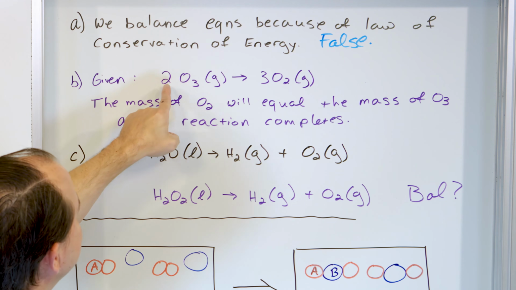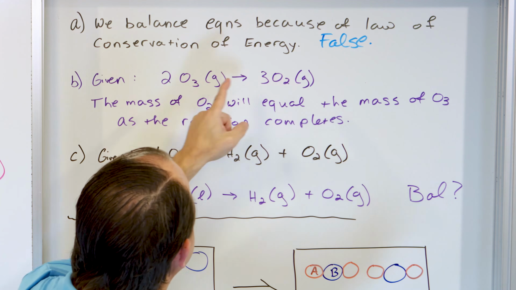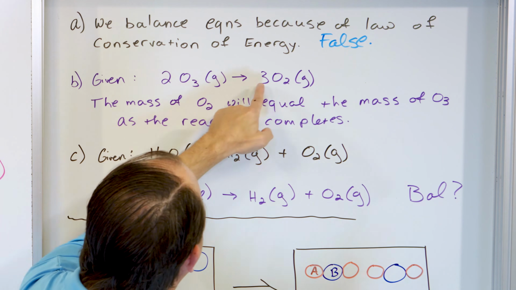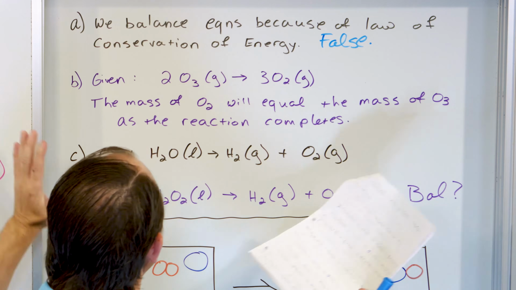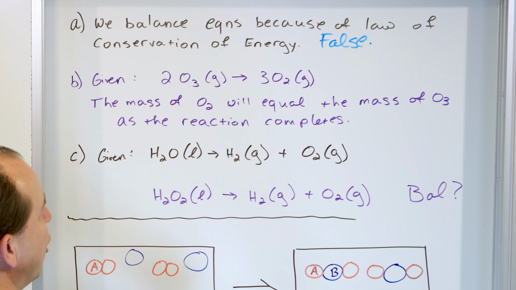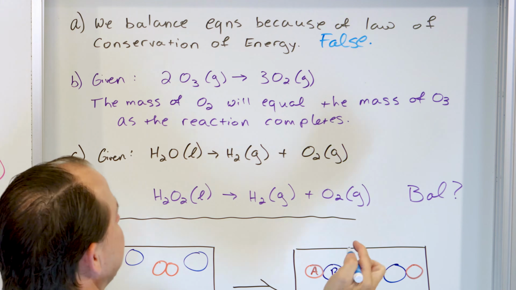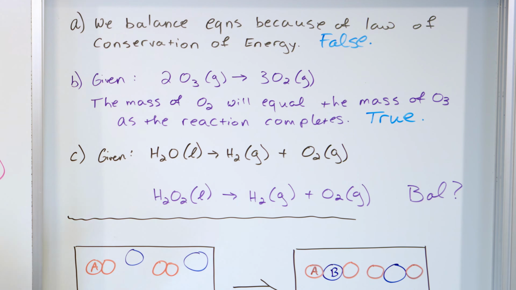How many oxygen atoms do you have here? 2 times 3 is 6, and 3 times 2 is 6. So even though this one is grouped as O3 molecules, and this one is grouped as O2 molecules, the total number of atoms is the same. So the mass on the left and the right as the reaction proceeds is not going to change overall. So the mass of O2 will equal the mass of O3 when you add everything together. True. Right?